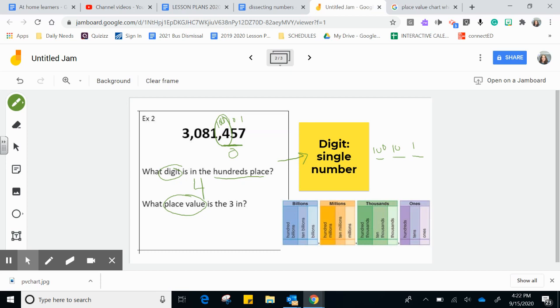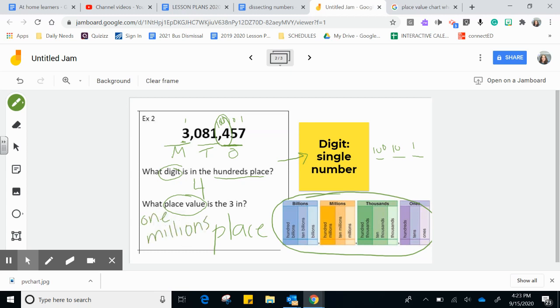Now, if I want to know the place value of the 3, I want to know what place that 3 is parked in. Well, I know that 3 is parked in the millions period. And I know it's in the very first spot, which goes along with the number 1. So I know that this is in the 1 millions place. Writing it all out with words. Now, we talked in the videos, you don't have to say 1. You can just call it the millions place, but 1 millions place is the same thing.